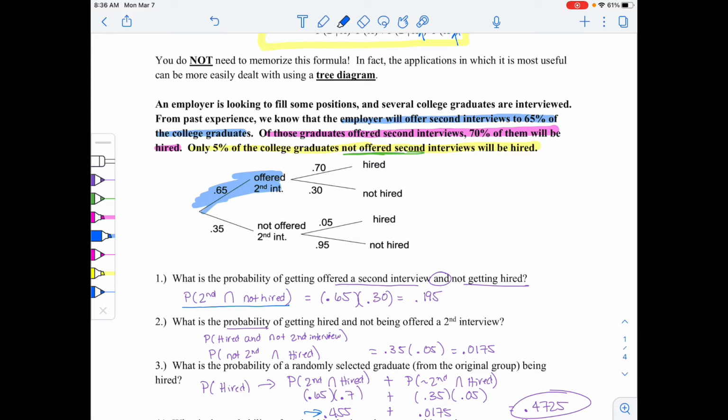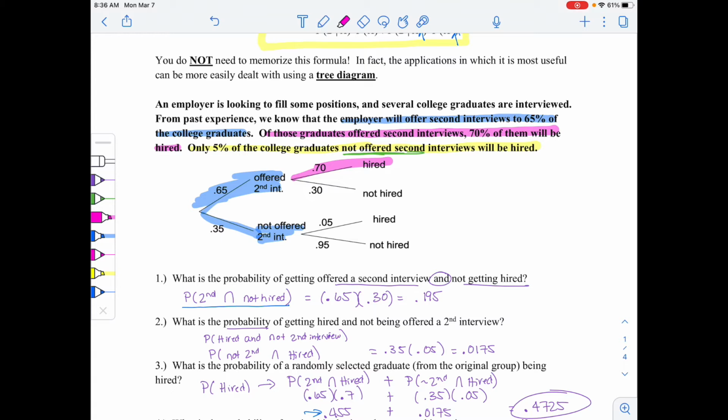The complement of that is that if I tell you 65% are offered a second interview, I am also telling you that 35% is not offered that second interview. So it isn't written down, but you do have to understand that I'm also giving you the complement when I give you some information. Looking at the next one, it says of the college grads offered second interviews, so now we're only looking at the people who were offered second interviews, 70% of them were hired.